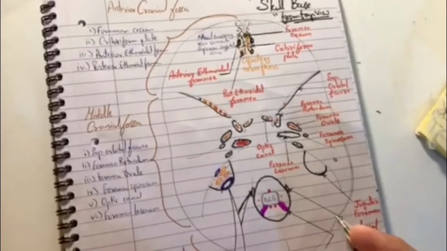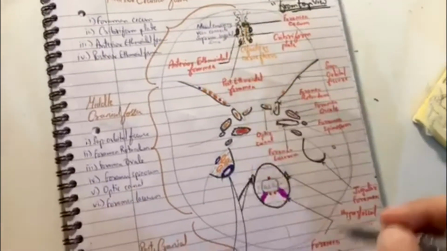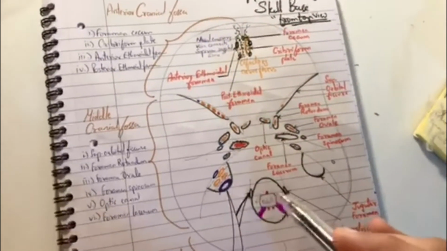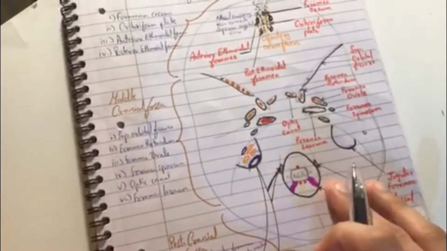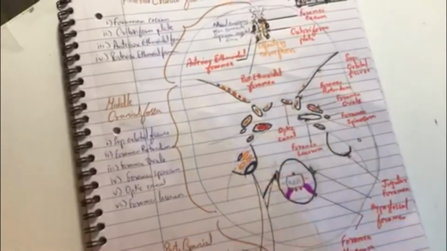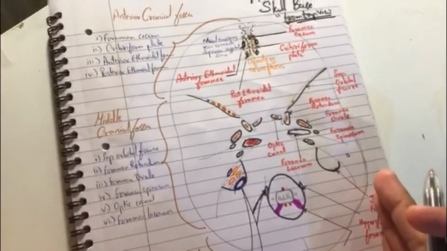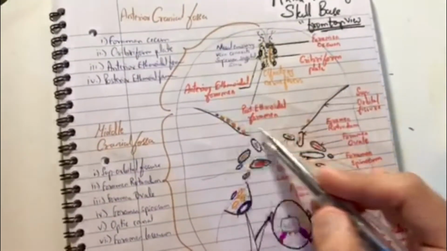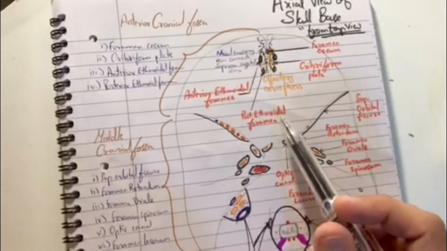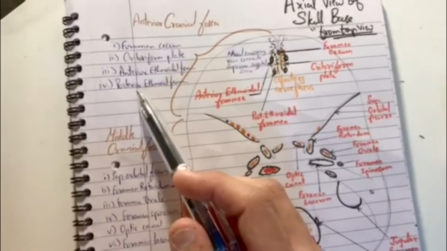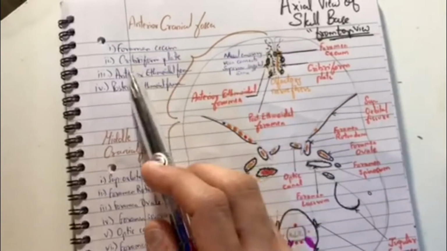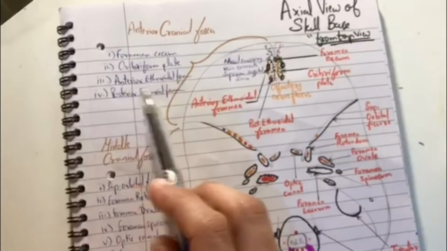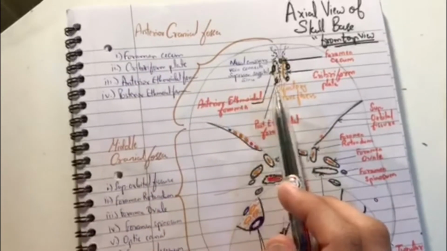Our main topic here is to know all the important foramens and the contents of those foramens. We'll be referring to this main diagram again and again as I go through this whole lecture. Here is the anterior cranial fossa, and there are four foramens we need to remember: foramen cecum, cribriform plate, anterior ethmoidal foramen, and posterior ethmoidal foramen.